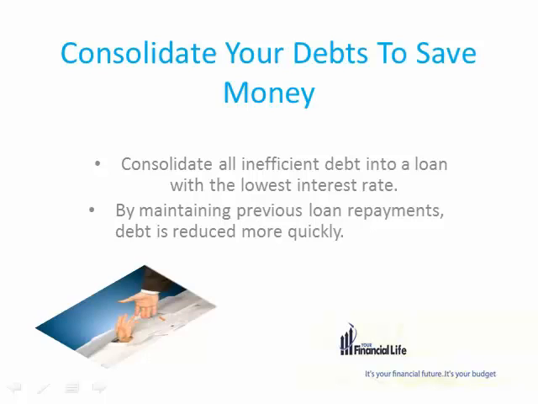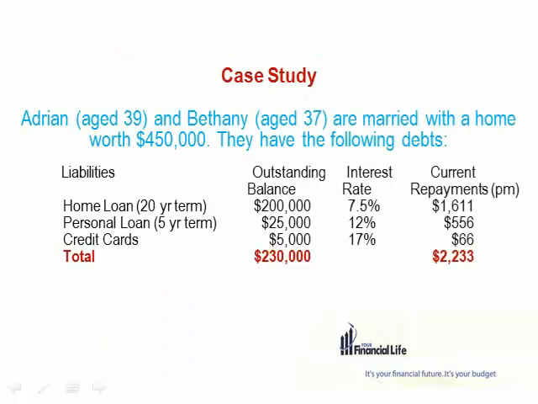So let's take a look at a working case study. Adrian, age 39, and Bethany, age 37, are married with a young family. Their home is currently worth $450,000, and they have several debts. They've got their home loan, about $200,000, which they're going to be repaying over about 20 years, a personal loan for $25,000 and $5,000 in credit card debt. You'll see that the interest rate on the home loan is the lowest, about 7.5%, and the personal loan and credit card debt is much higher. So they've got $230,000 in outstanding debt, and their current payments in total are over $2,200.